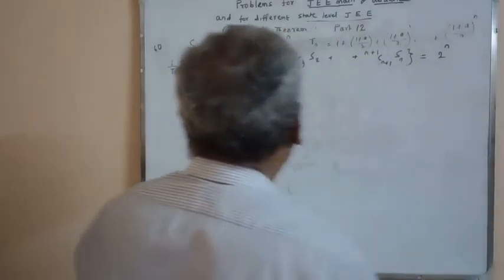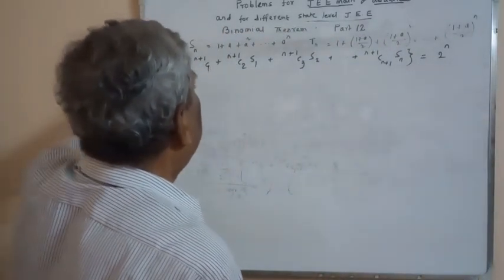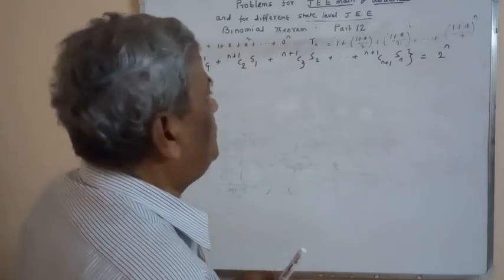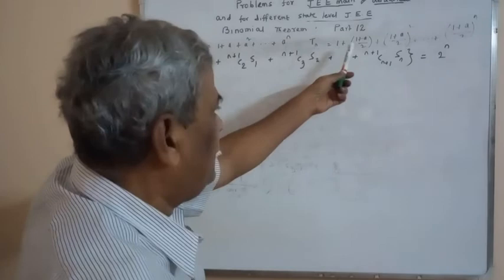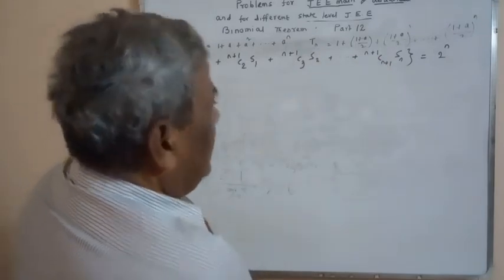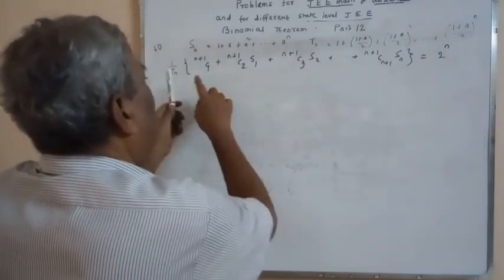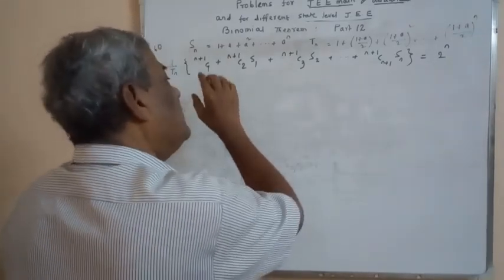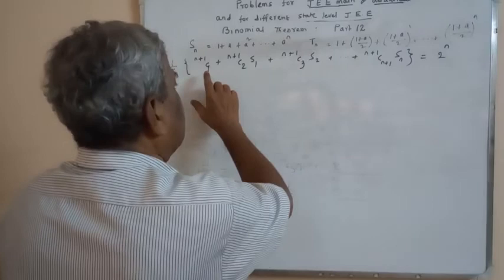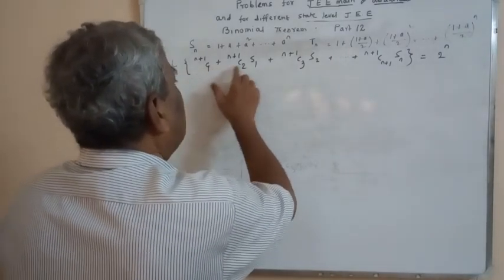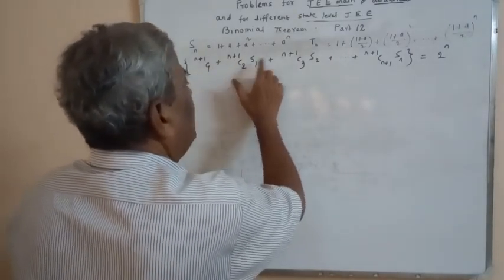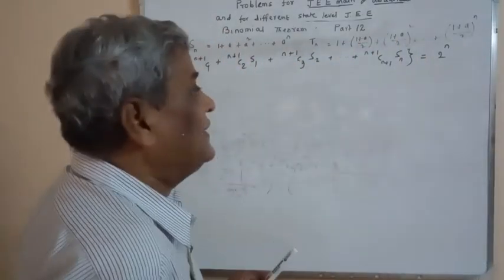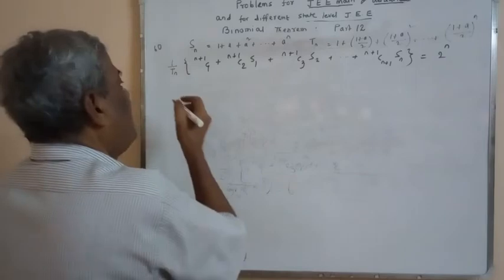So given Sn is equal to that, a finite GP series, and Tn also a finite GP series, then we have to find the value of this. Each term of this series is a product of two factors: this 1 into S0, this into S1, this into S2, and this into Sn. We have to prove that this is 2 to the power n.